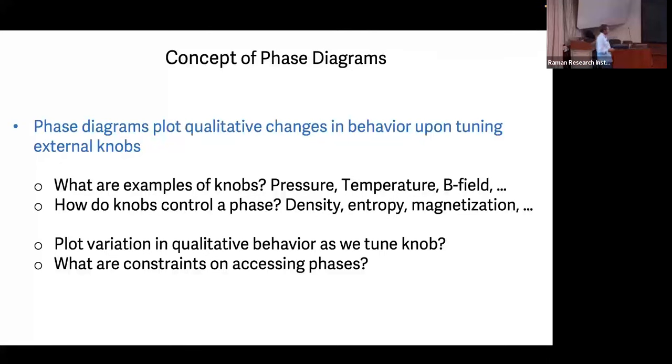Typically the way you control a phase is that there is some conjugate field that you're trying to couple to and modify. If you're tuning pressure, for example, you're trying to change the density of the system; by coupling to pressure, you're trying to change the volume. Or you could apply a magnetic field and tune the magnetization of the system. And you could ask: does this qualitative behavior that we've talked about change, does it jump, does it smoothly go from one to the other, what really happens? And what are the constraints on whether we can do this or not? Are there some general constraints?